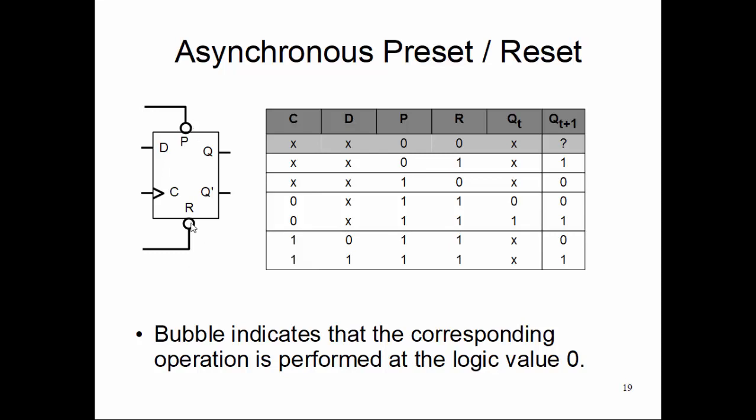Okay. Now if in some diagram I take out this bubble, it means just the opposite. Means if P is 1 and R is 0 is the preset condition, P is 0, R is 1 is the reset condition, P1 R1 is the reset condition, and P0 R0 is my hold, normal operation condition. Okay, so we now have a 1-bit storage element with preset reset.